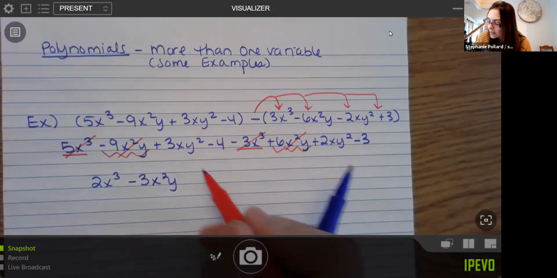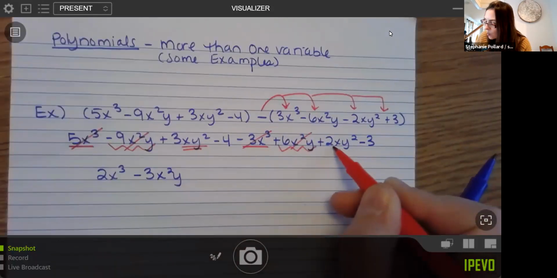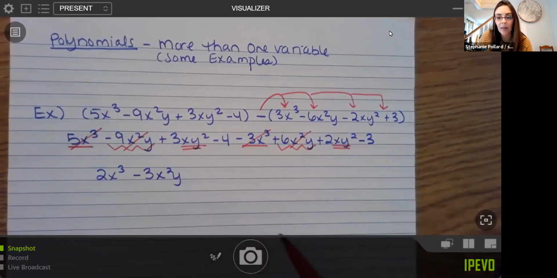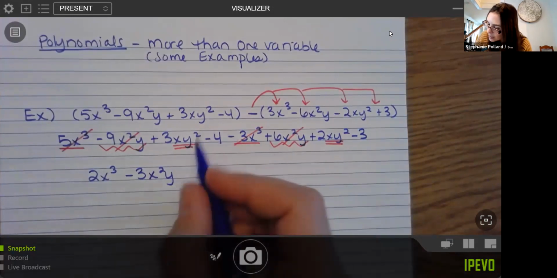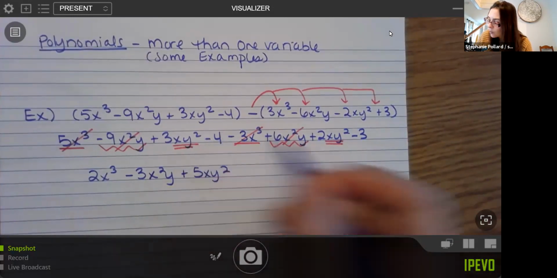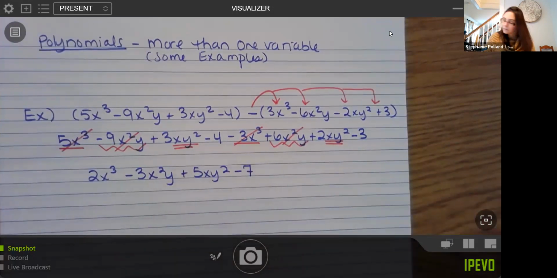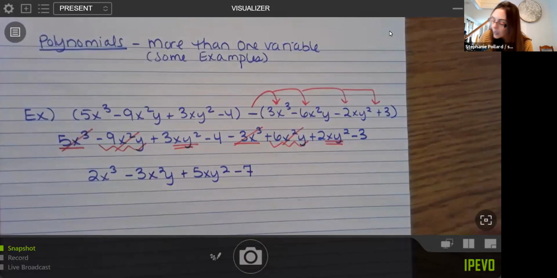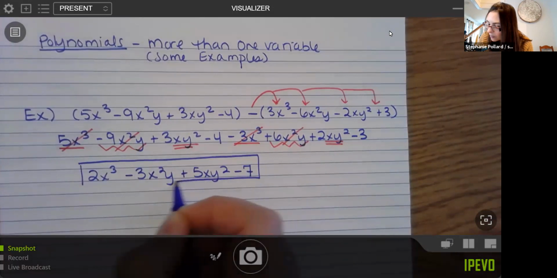Also notice that this and this are the same. So see how they have xy squared and this one has xy squared. Exactly the same. They both have an x, they both have a y squared. So 3 plus 2 is 5. And then finally, minus 4 and minus 3 is minus 7. So your processes are exactly the same. You just have to be a little bit more careful.